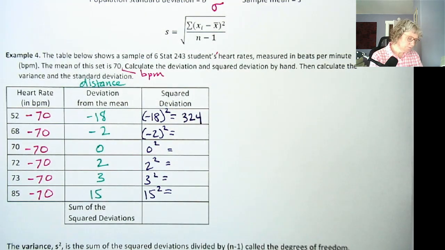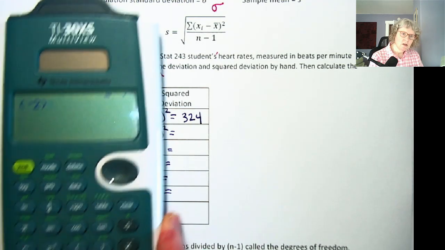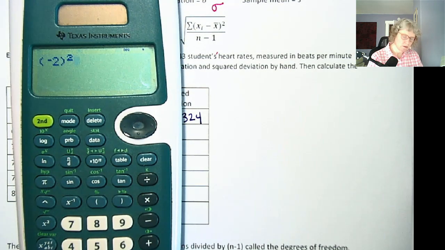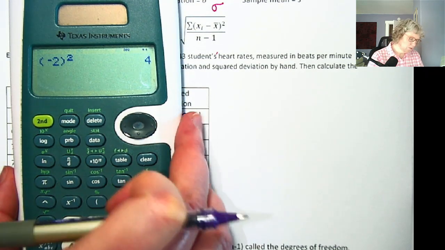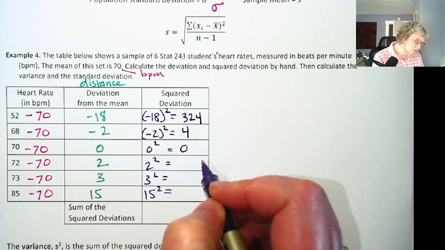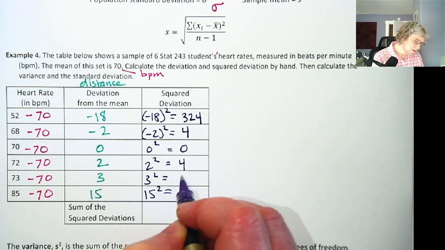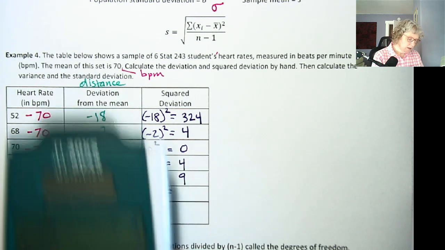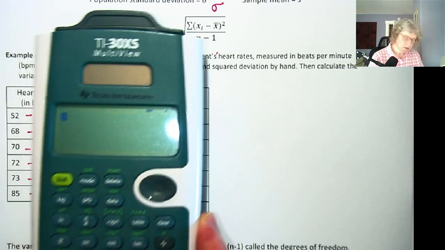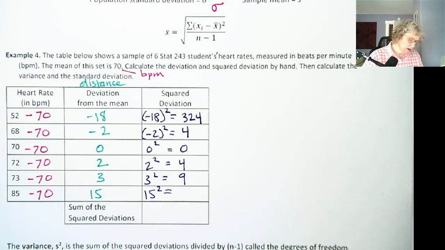Big number, right? Okay, let's do negative 2 squared. So parenthesis negative 2 parenthesis squared. Should be 4, right? 2 times 2 is 4. 0 times 0 is 0. 2 times itself is 4. 3 times itself is 9. And I think I know 15 squared, but I'm not going to chance it. I think it's 225. Let's see. 15 squared. Bingo, 225.